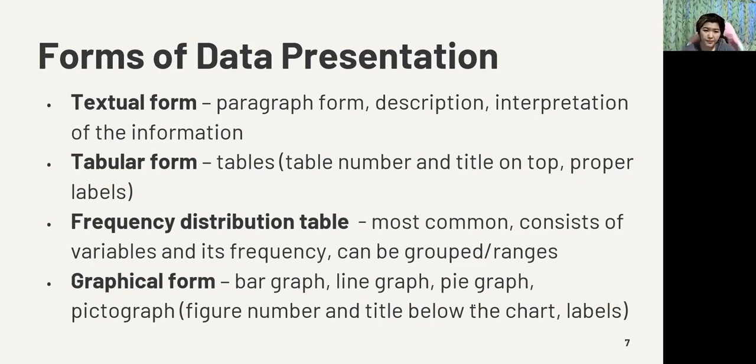We have the graphical form, the bar graph, the line graph, the pie graph, the pictograph. Ay madami pa. Ay hindi ko lang naisulat dito. But please take note that the figure number and the title is below the chart. Okay? Kabaliktaran ng table. Ang table, nasa taas yung number and title. Sa figures, sa graph, nasa baba ang figure number, figure 1, percentage of students, ganito, ganyan. And again, do not forget the label. Yes, even pie graph, even pictographs have label.